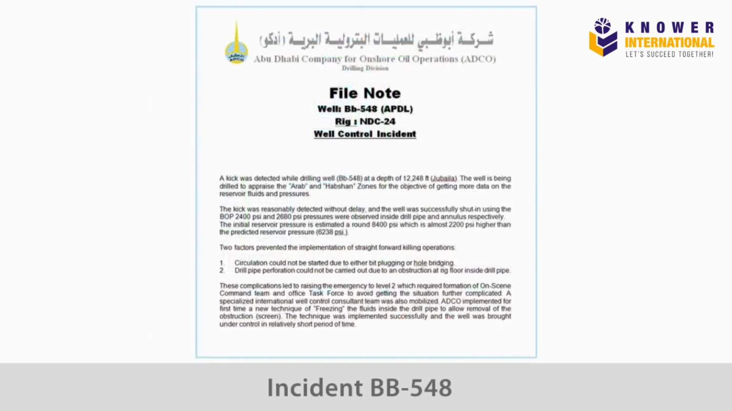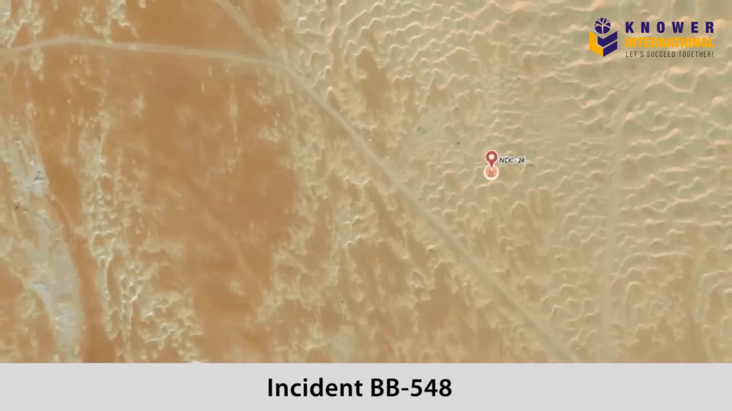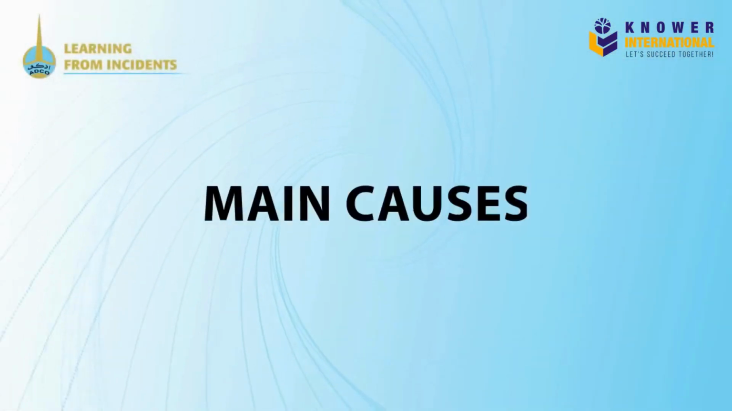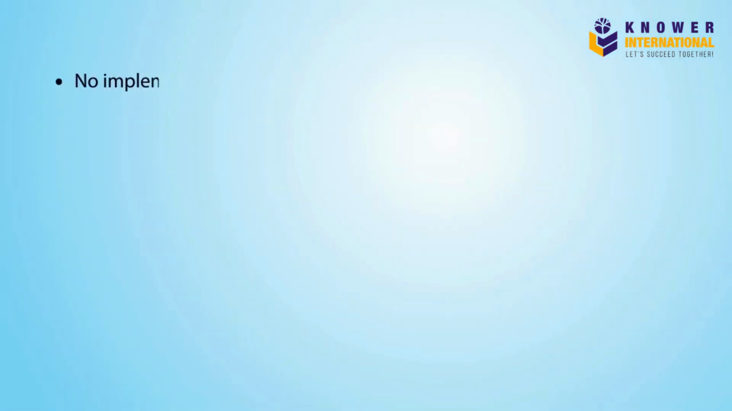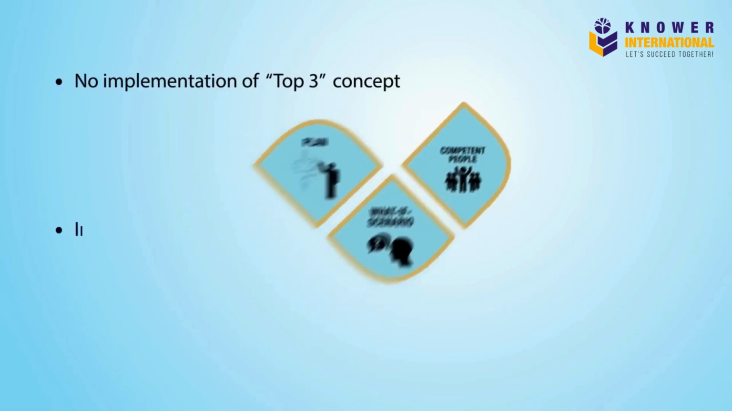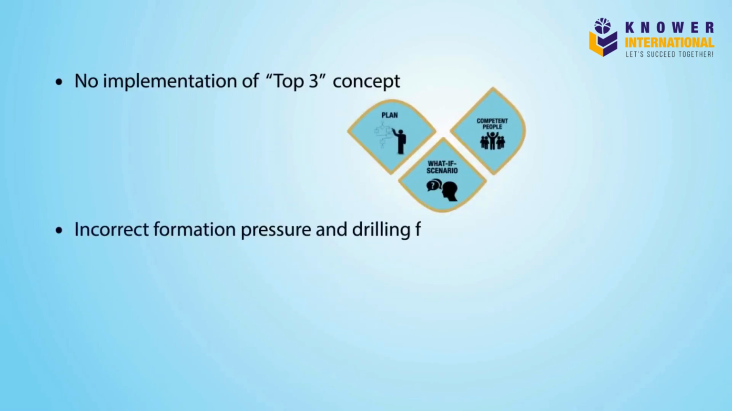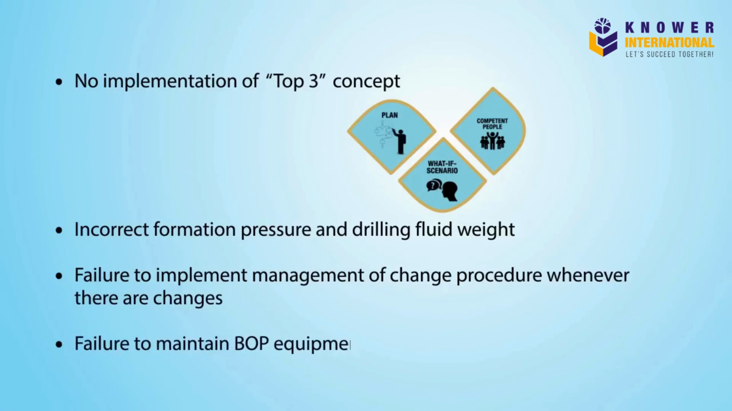After sharing with you the primary and secondary well control barriers, we will now share with you some of the main causes behind ADCO's major well control incidents. No implementation of the top 3 concept: plan, what if, competent people; incorrect formation pressure and drilling fluid weight; failure to implement management of change procedure whenever there are changes; failure to maintain BOP equipment.